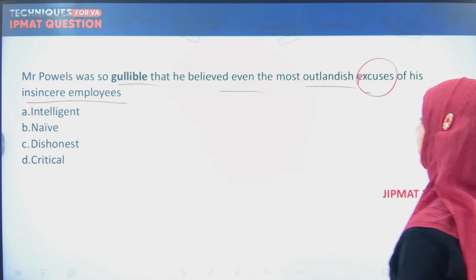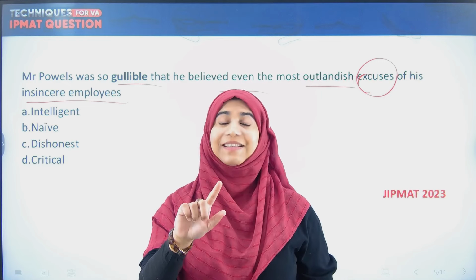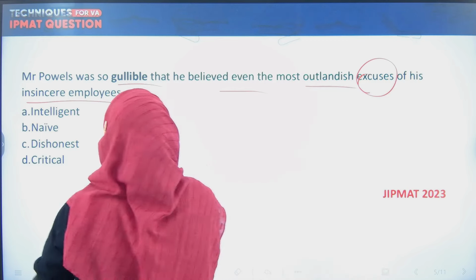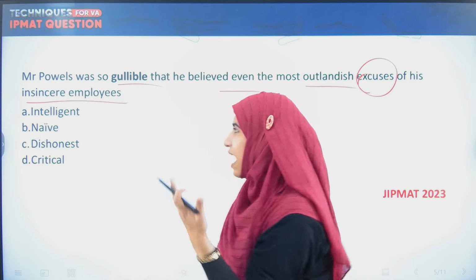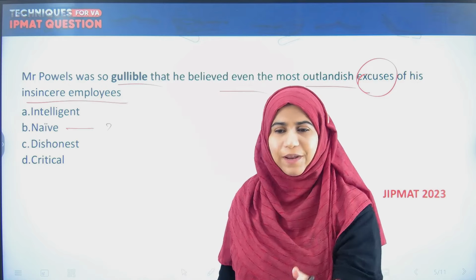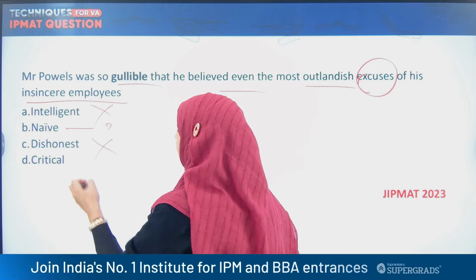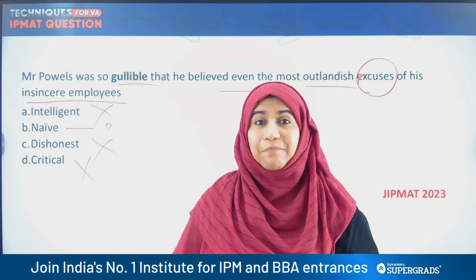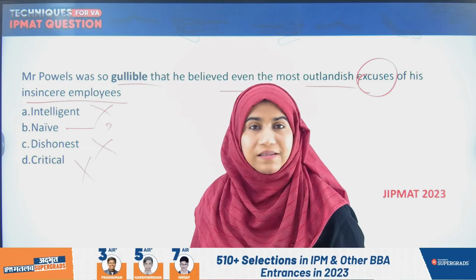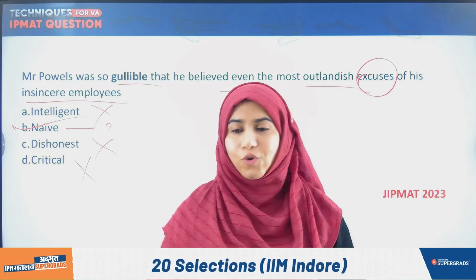क्या हो सकता है gullible? आप excuses easily buy कर रहे हैं, वो accept कर रहे हैं, insincere employees के excuses मान लेते हैं, तो उसका क्या मतलब होता है? That this person is what? I don't know this word. What is this? I don't understand. Imagine मुझे ये भी नहीं पता. Intelligent तो नहीं हो सकते, dishonest भी नहीं हो सकते, critical भी नहीं हो सकते. By elimination and smartly sifting through the different choices that I have, I can definitely decide that B, naive, is going to be the best choice.